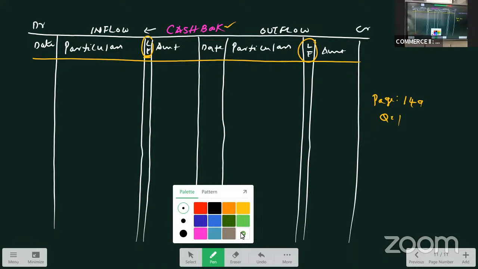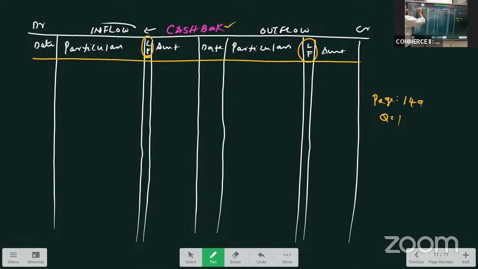Okay. So what are we preparing? We are preparing a cash book. All the receipts on the debit side, all the payments on the credit side. If the firm is receiving cash, write it on the debit side. If the firm is making any payment, write it on the credit side. If any credit transaction is there, ignore it, because while preparing cash book, we do not take into consideration the credit transaction.